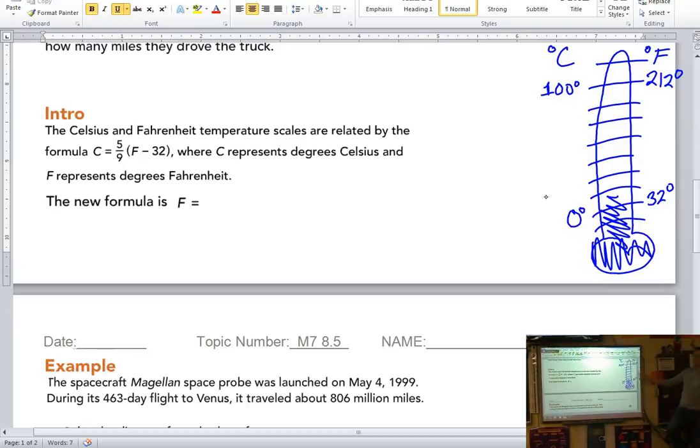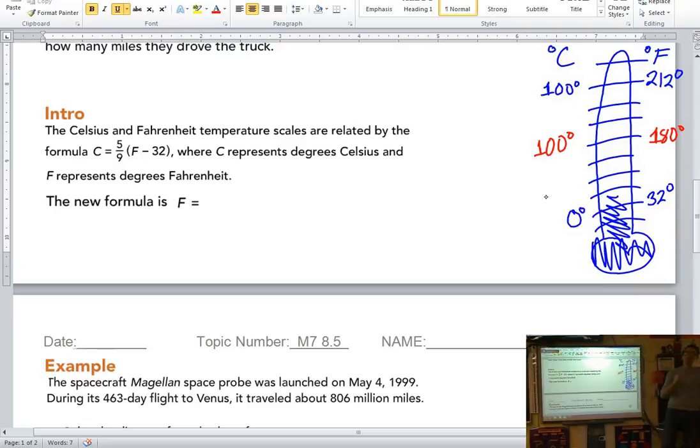So the 2's will cancel each other out. Then, if I had 210 minus 30, I'd end up with 180 degrees between here. Here, there's 100 degrees between here. So here's mathematically where this gets weird. This amount of space between freezing and boiling is the same, right? It's the same amount of temperature. It's the same amount of space.